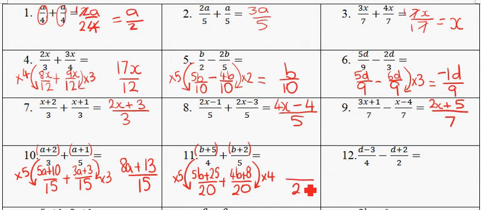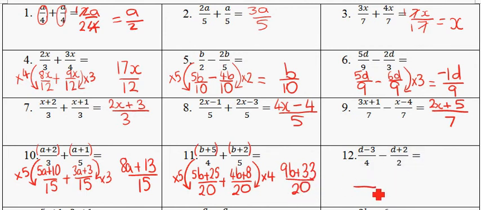Now we can do the addition. We're going to end up with 20ths, and 5b plus 4b is 9b. 25 plus 8 will be 33. No obvious further cancelling there.